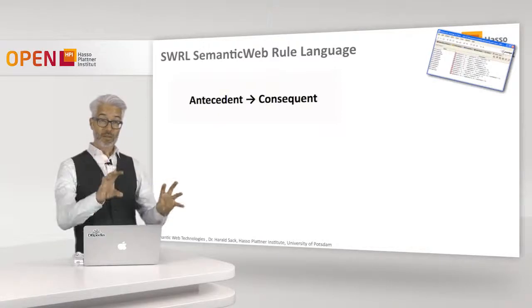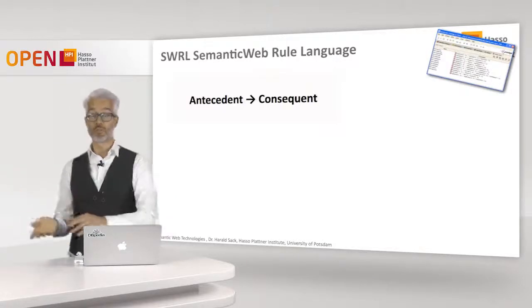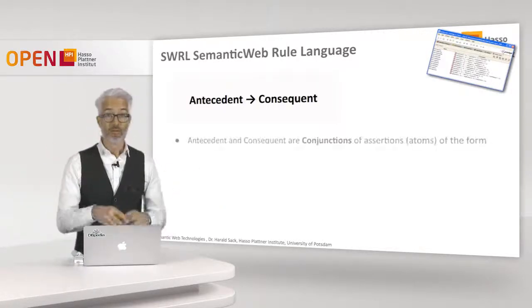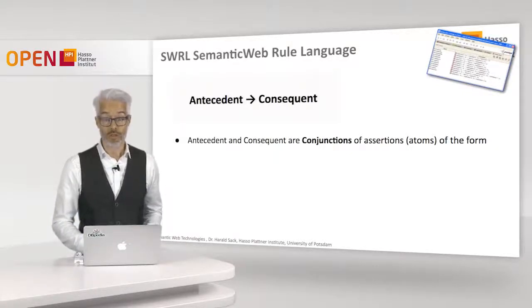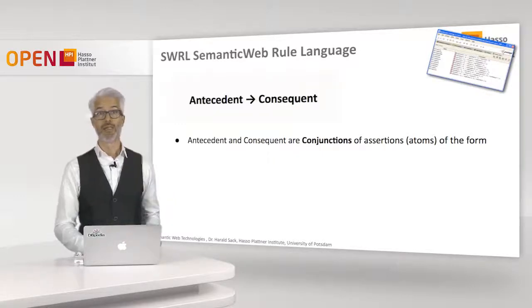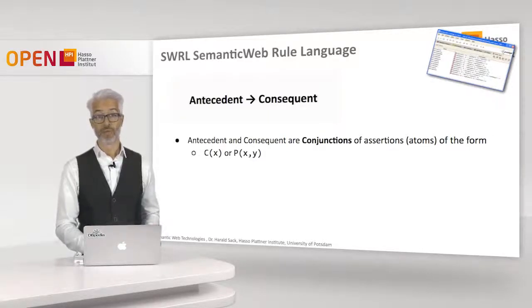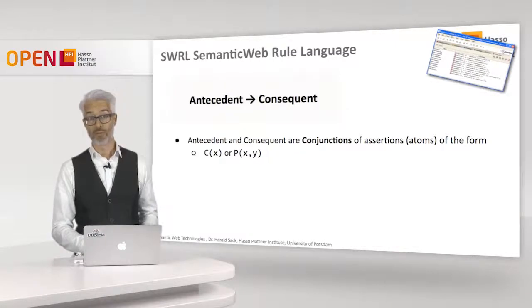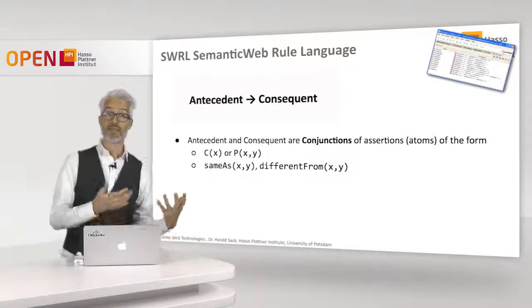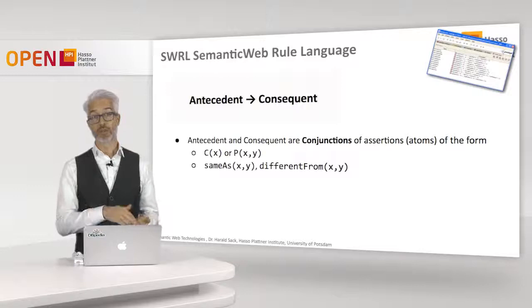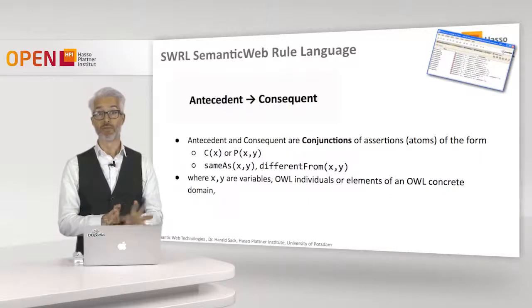So we said rules in SWRL are usually expressed as antecedent, then we have the implication, and then we have the consequent, which are body and header. From which parts can body and header consist of? So the antecedent and consequent usually are conjunctions of assertions. These assertions are also called atoms. And they can have the form, for example, C of x or P of x,y, which of course refer to class expressions of OWL or property expressions in OWL. And they can also, for example, be sameAs or differentFrom expressions referring to variables or individuals here, where x and y are usually variables.